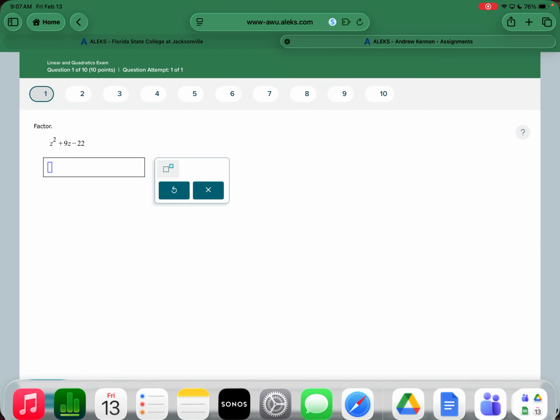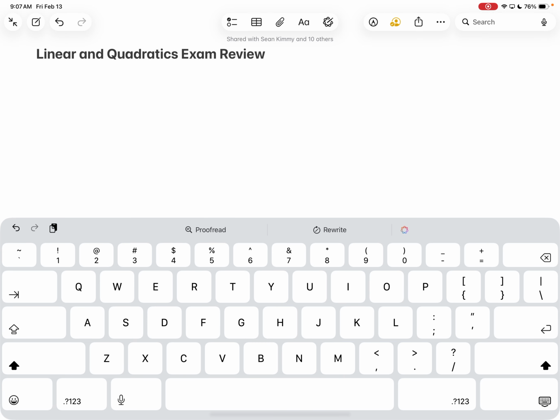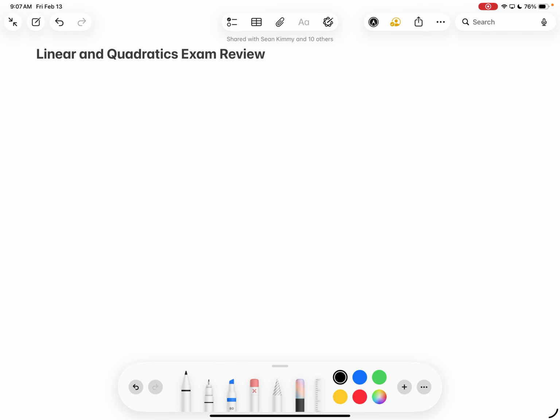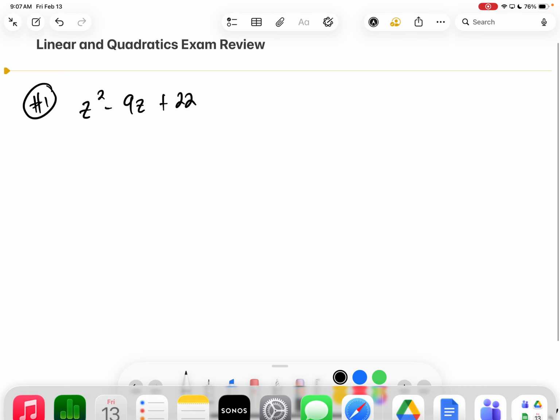Z squared plus 9Z minus 22. So first one is factoring. This is just a basic factoring problem.